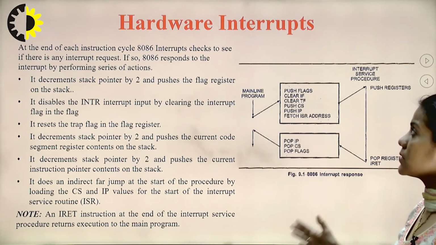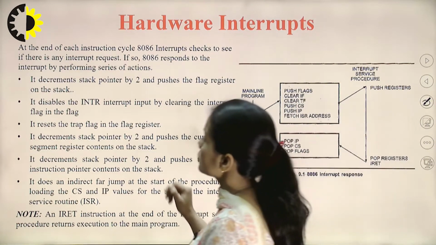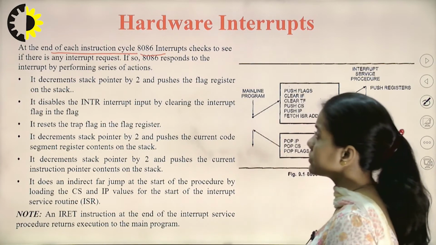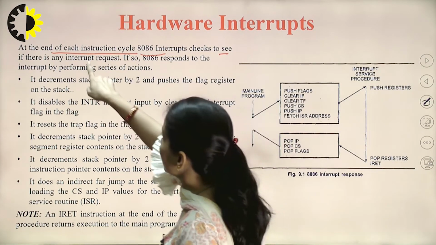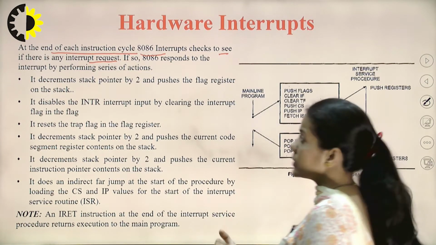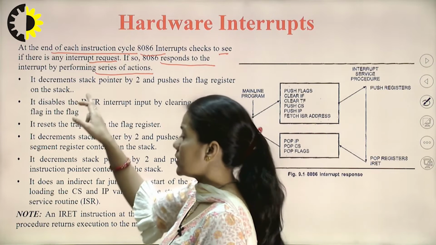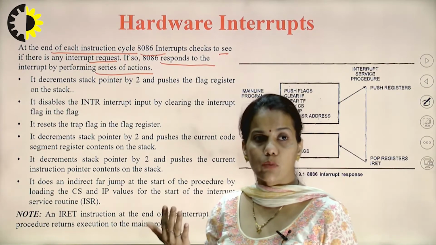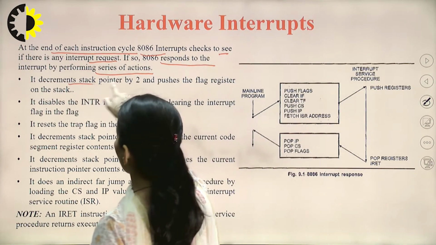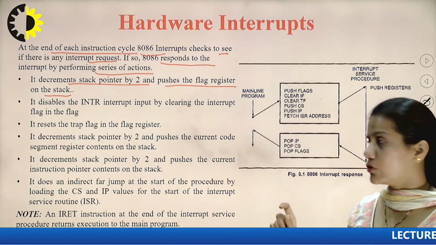Next, this is a series of steps whenever a hardware interrupt arrives on the 8086 microprocessor. At the end of each instruction cycle, the 8086 checks to see if there is any interrupt request. If there is an interrupt request, it responds by performing a series of actions. Whenever something is loaded onto the stack, what happens first? It decrements the stack pointer by 2 and pushes the flag register onto the stack. So first of all, the flag register is pushed onto the stack.